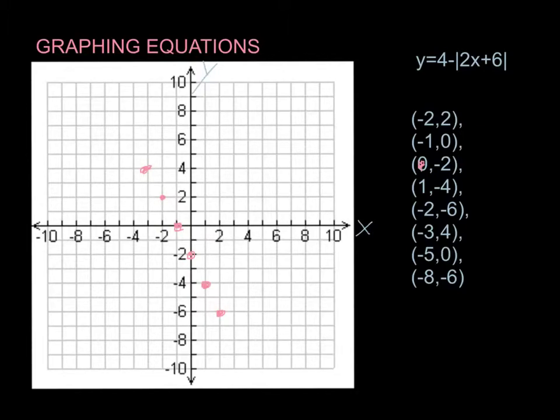And now this -5, 0. So we have our -5 right here, and our 0 right here. Oh, interesting. So now it's sort of going down, as you can see. And now we have -8 and -6. So again, we're going to go -8, -6, and we'll give it a little dot.